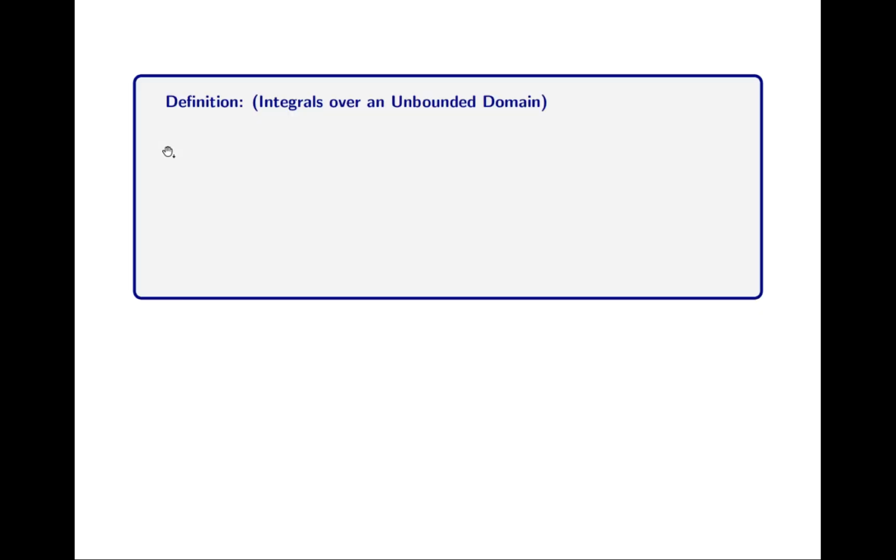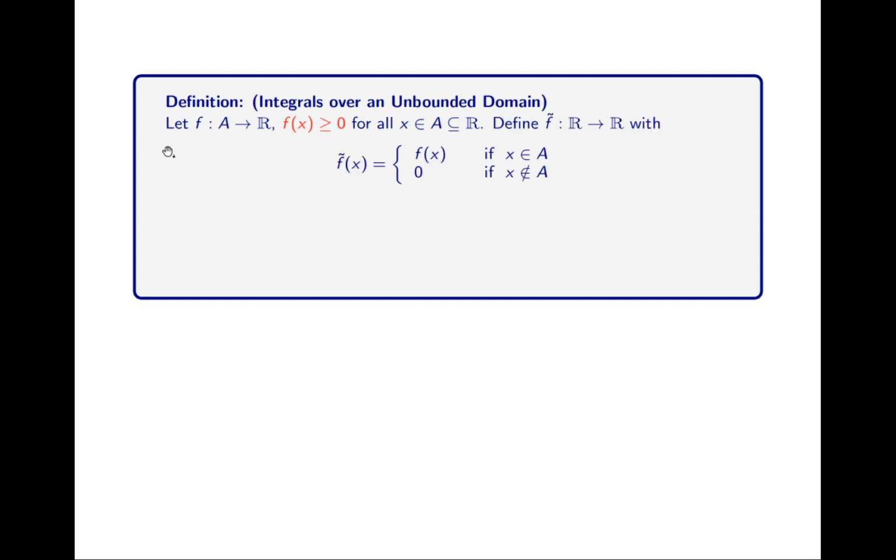So let's give a definition of what it means for an integral to exist if the domain is unbounded. This is one example of what we call an improper integral. So let f map A to R, and let my function be non-negative. So this is important. Right now, we're only considering the case of functions that are not negative anywhere in the domain.